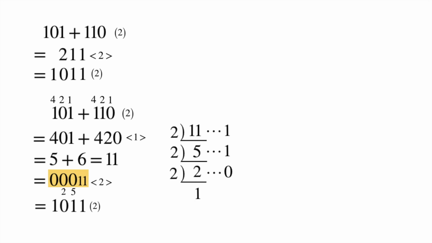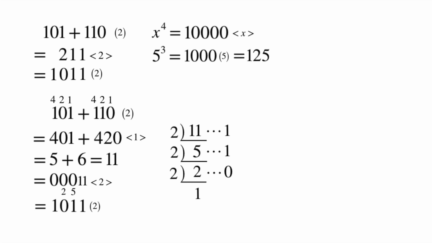I made 11 as 4-digit, knowing x to the 4 is 5-digit in X-nary. 5 cubed, 4-digit. And 2 to the 4, 5-digit. 11 is smaller than 16. But usually, just place many zeros.